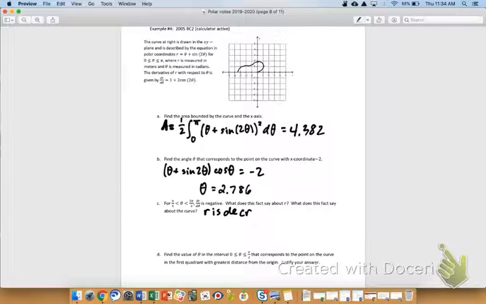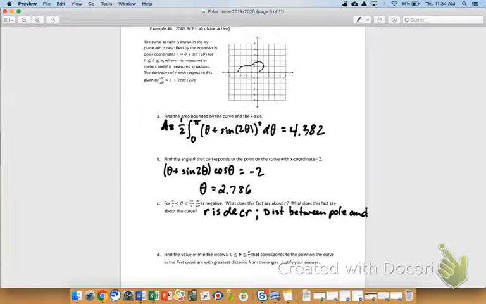What would be some other ways you could word that? The distance is getting smaller. There we go. So we'd say maybe the distance between the pole and the curve is getting smaller.